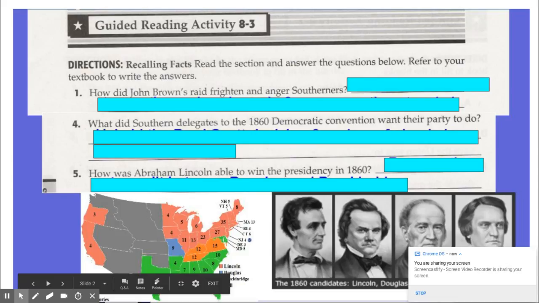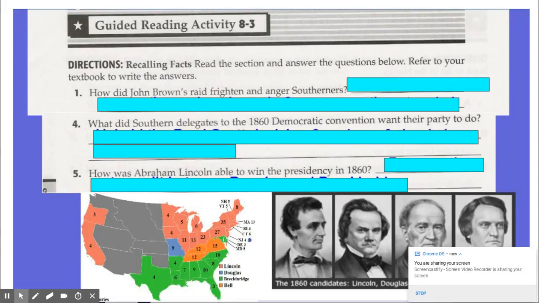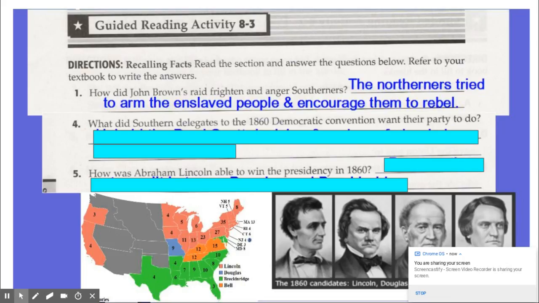How did John Brown's raid frighten and anger Southerners? Well, Northerners tried to arm the enslaved people and encourage them to rebel, or at least that's what John Brown and his followers were doing. And in the Deep South, that had many slave owners very, very scared.